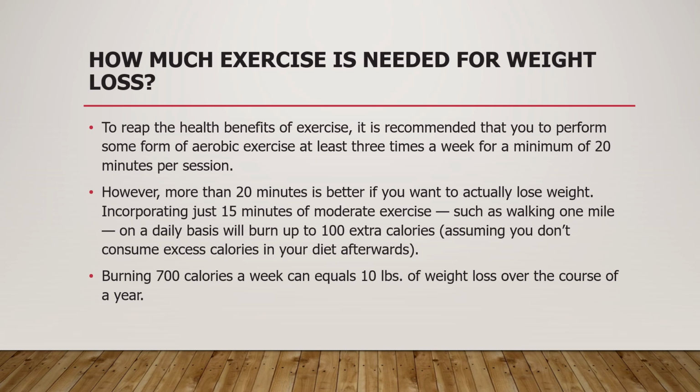Incorporating just 15 minutes of moderate exercise, such as walking 1 mile on a daily basis, will burn up to 100 extra calories, assuming you don't consume excess calories in your diet afterwards. Burning 700 calories a week can equal 10 lbs of weight loss over the course of a year. So now you understand, if you're working out 20 minutes per session for 3 days in a week, you are going to lose weight. But if you want to increase that to get actual weight loss, you need to work out more than 20 minutes and also add some steps.